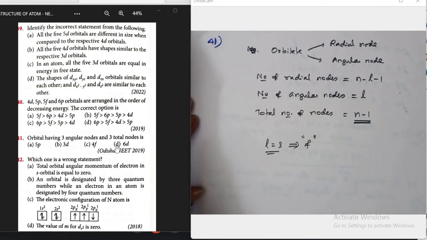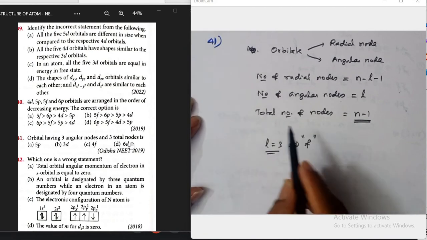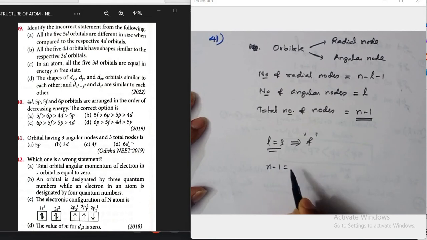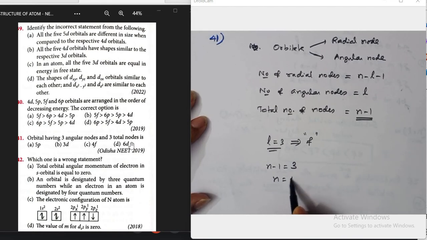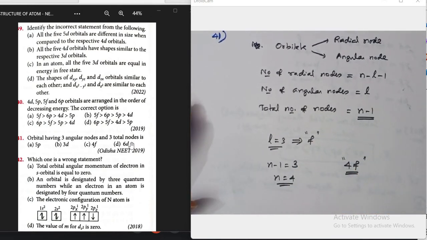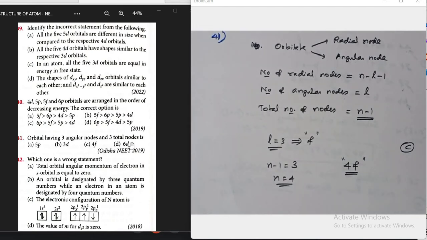Then 3 total nodes are there. Total number of nodes is equal to n minus 1. So n minus 1 equals 3, or n is equal to 4. Bring this minus 1 to this side, 3 plus 1, 4. Therefore, that orbital or subshell should be 4f. n value is 4 and subshell is f, therefore the orbital is 4f. So which is the correct option? C. C, yeah, take it. It's very simple, okay?